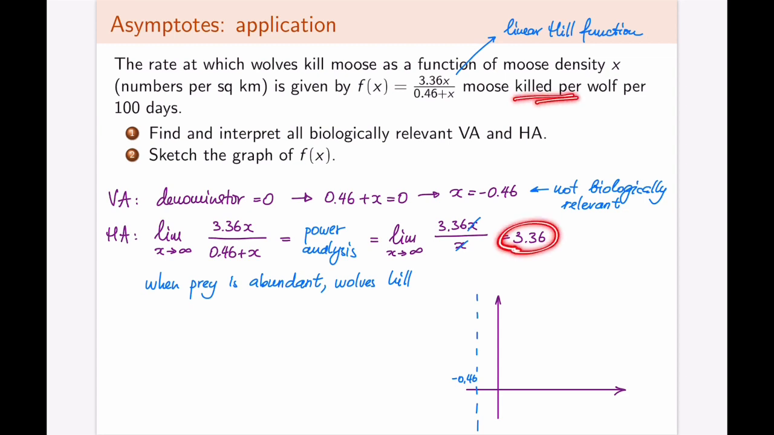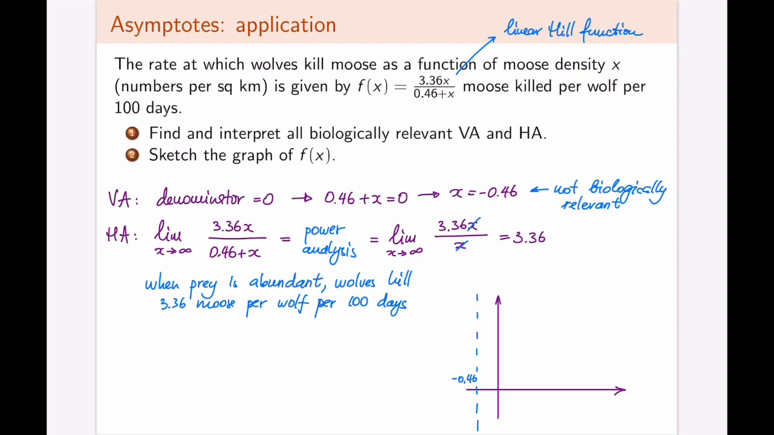3.36 moose per wolf per 100 days. Now, of course, you notice that this is a fraction and they can't actually kill 3.36 wolves, but it's per wolf per 100 days. So it is some kind of cumulative average there.